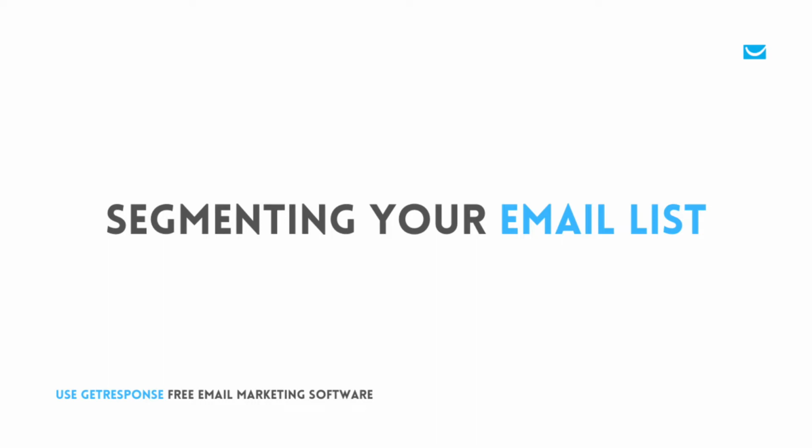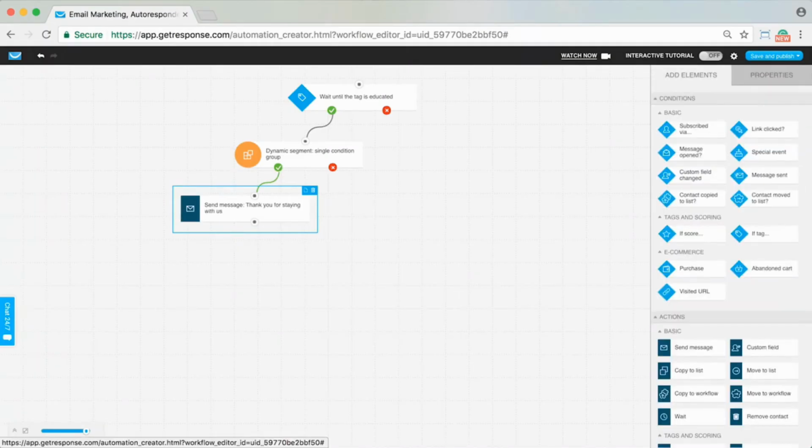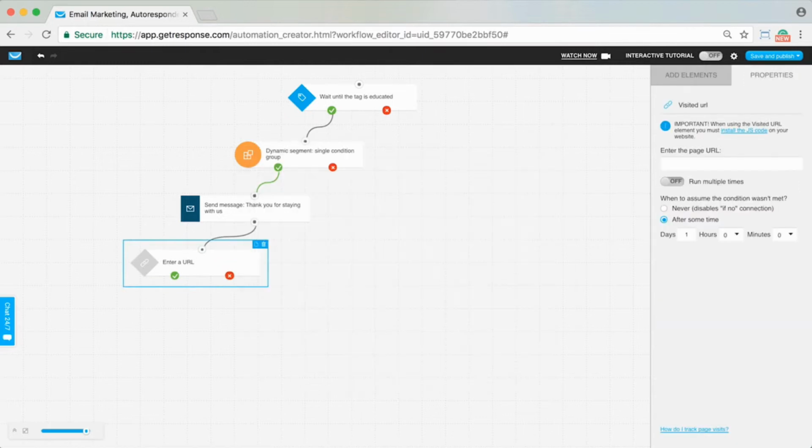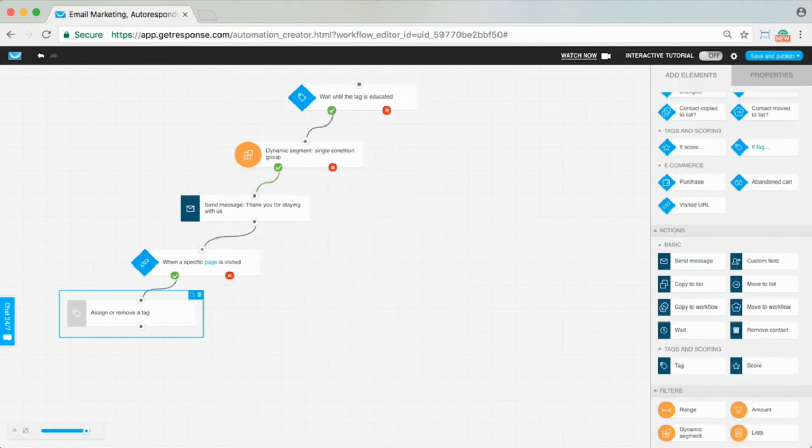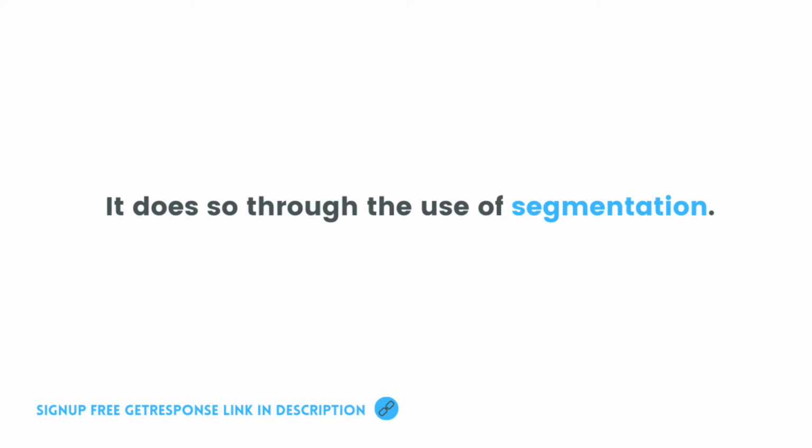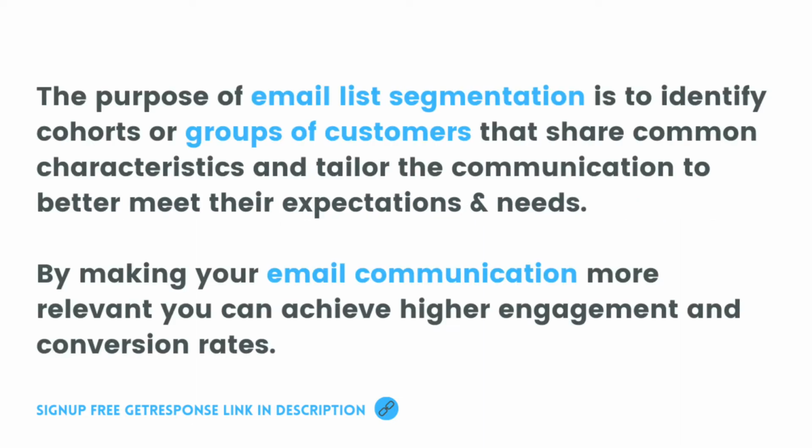Segmenting your email list. We've mentioned how email marketing allows you to run targeted email marketing campaigns, as opposed to sending the so-called email blasts. It does so through the use of segmentation. The purpose of email list segmentation is to identify cohorts or groups of customers that share common characteristics and tailor the communication to better meet their expectations and needs.